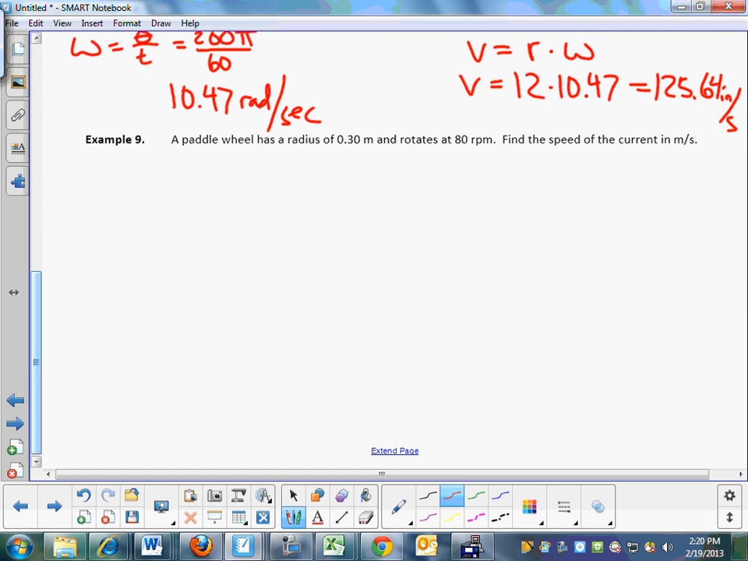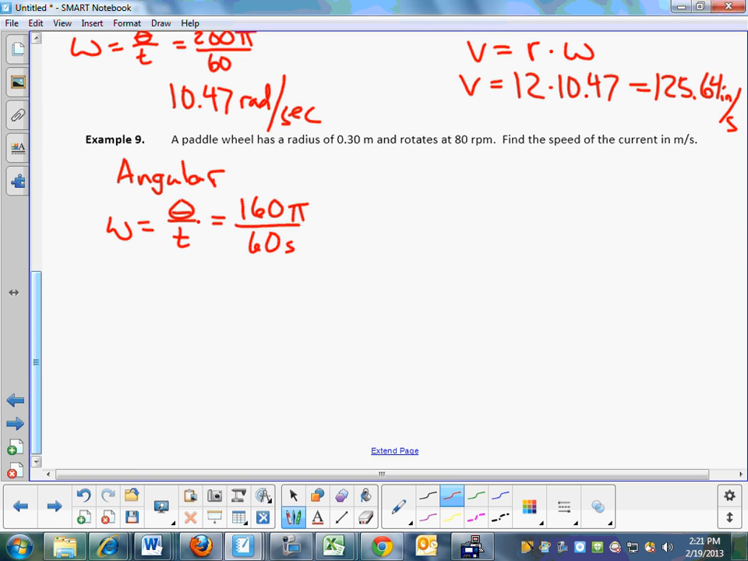A paddle wheel has a radius of 0.3 meters and rotates 80 rotations per minute. Find the speed of the current in meters per second. So instead of going straight to the speed, let's first find the angular speed. Angular speed is going to be omega equals theta divided by time. What's theta? 160 pi divided by, it looks like it's per minute, so I have to convert to seconds, so I go 60.